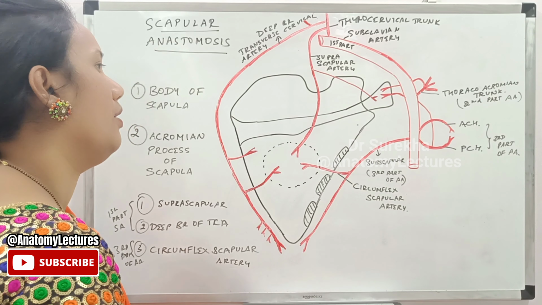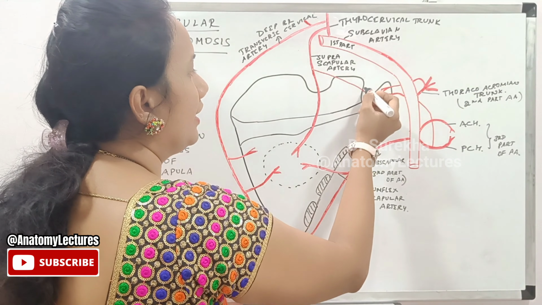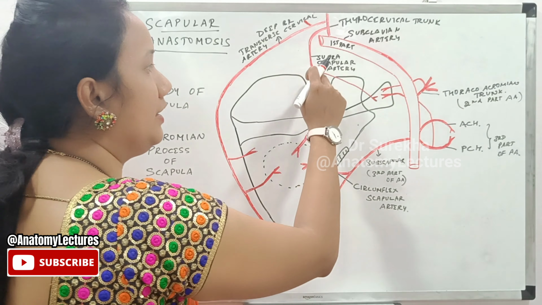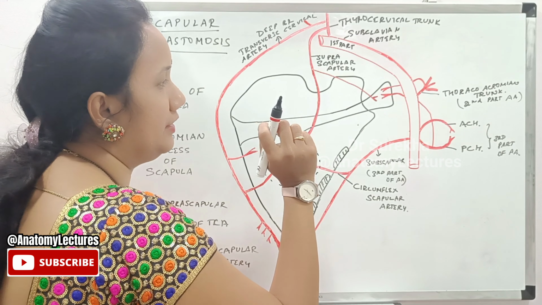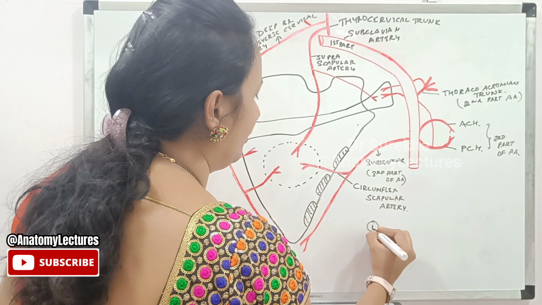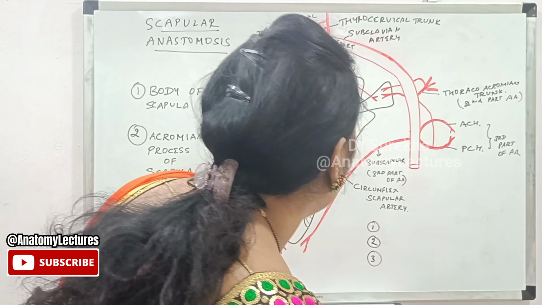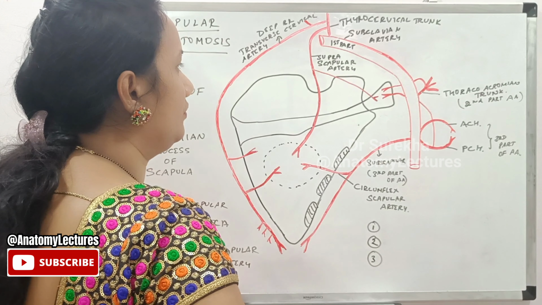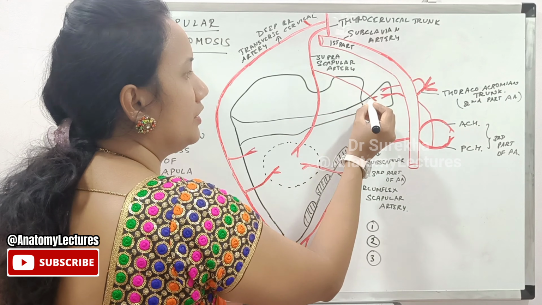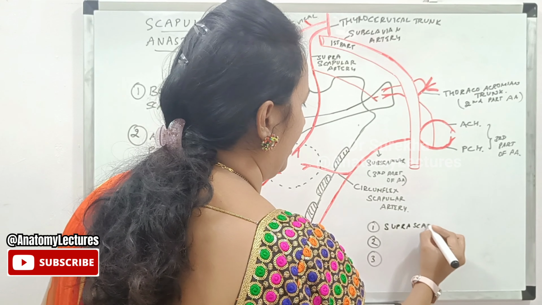Okay, next, moving on, we said there is one more anastomosis around the acromion process of the scapula. So what are the arteries which are taking part in the anastomosis around the acromion process of scapula? There are three arteries which are taking part in this anastomosis. So the first one you see is a branch of the suprascapular artery.